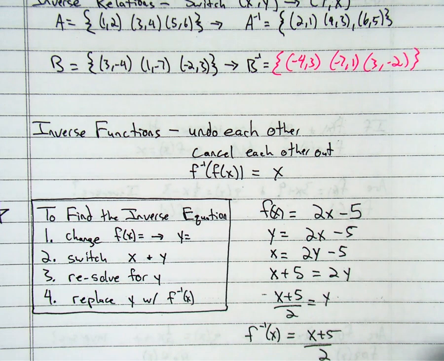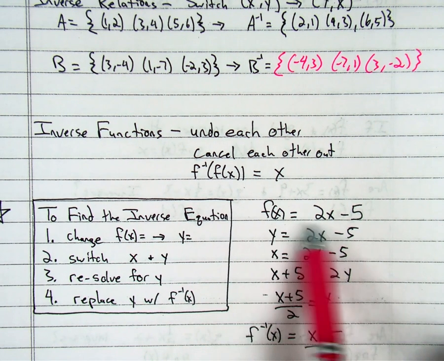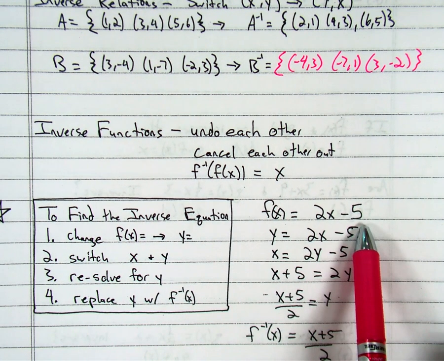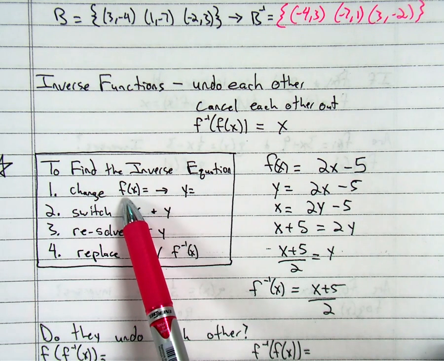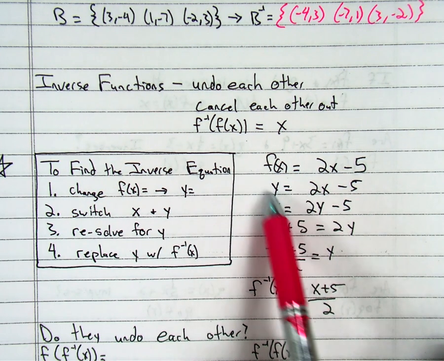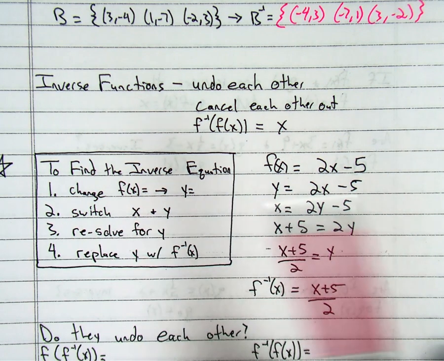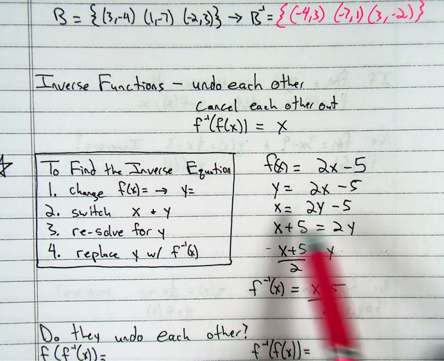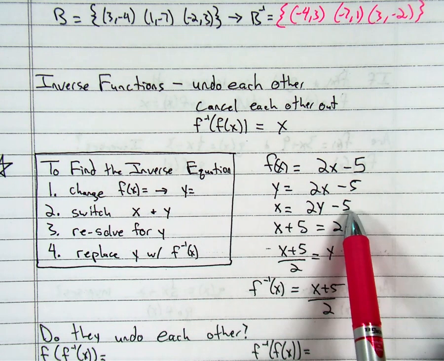How do you find the inverse function or inverse equation for a given function? So we are given f of x equals 2x minus 5. Okay, to get us started here, step 1, change f of x equals to y equals. Okay, that's the only thing that changed. Step 2, switch x and y. So we're going to flip-flop x and y, just like we do with the points up above. So now it's x equals 2 times y minus 5.